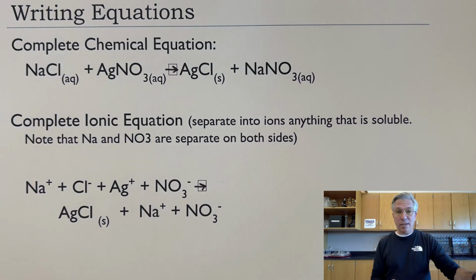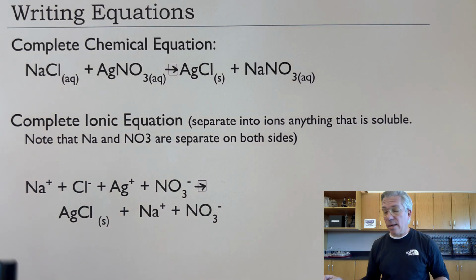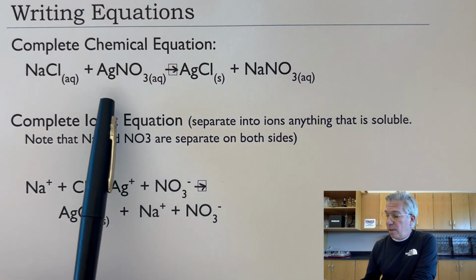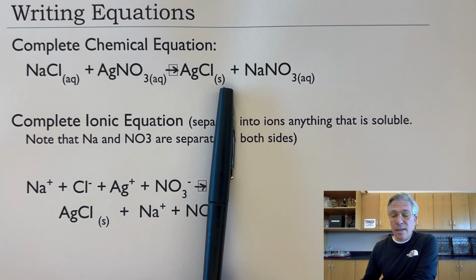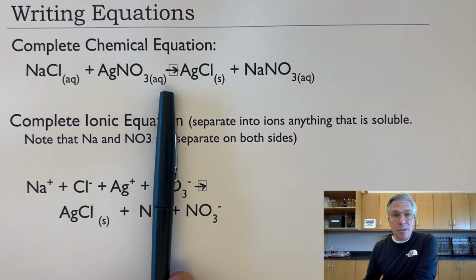Now, it might also be represented as a net ionic equation. We went over this at the beginning of Unit 4, so if you need to head back and check out net ionic equations, you might want to do that. So again, here we have aqueous, aqueous, and then solid. Tip off that it's a precipitation reaction.